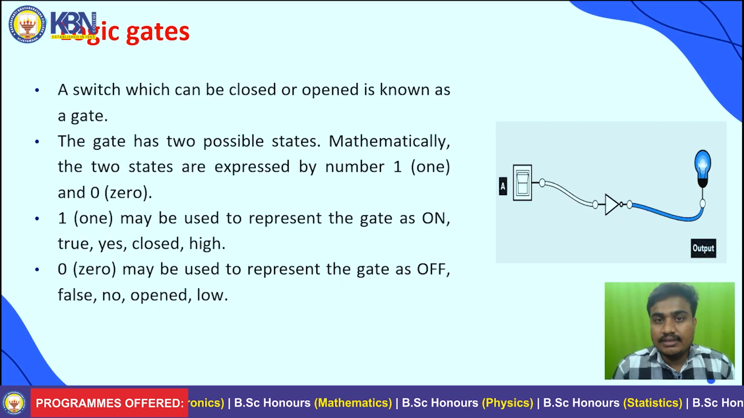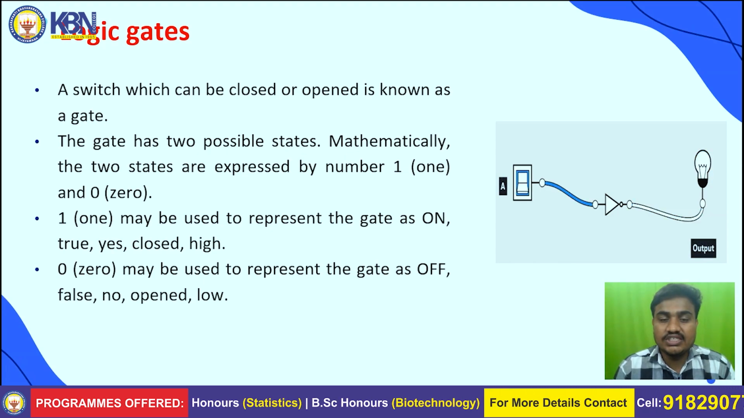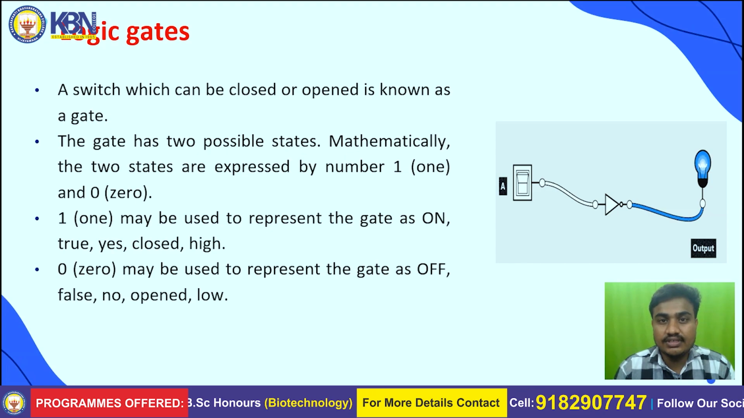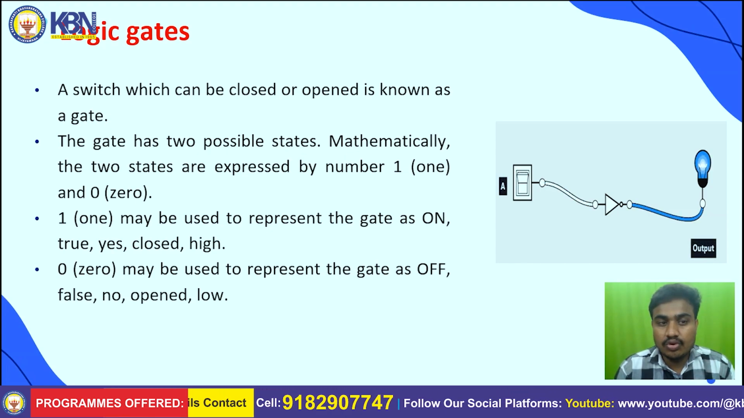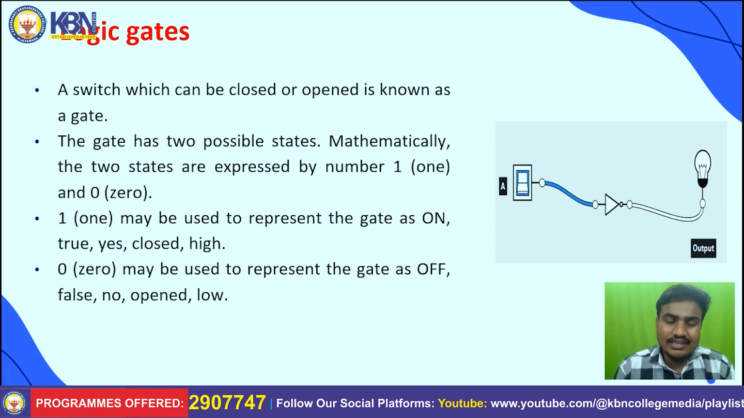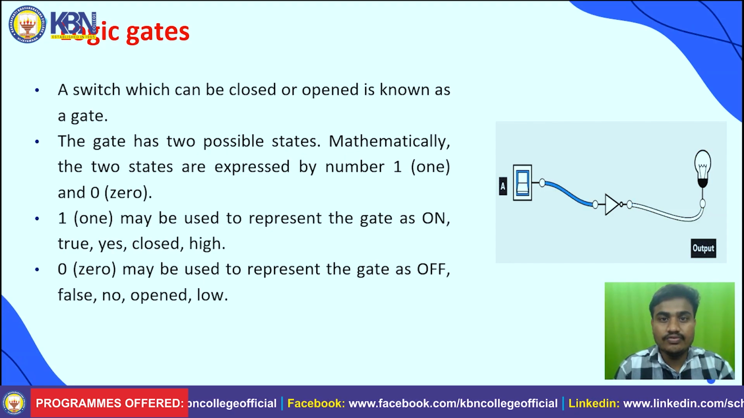Coming to logic gates, a logic gate is nothing but a device or a switch which can be closed or opened. A gate is just a switch that can be used to open or close. A gate has only two possible states, which can be represented either as on or off, or as 1 or 0. In digital electronics, rather than on and off, we more often use 1 and 0.